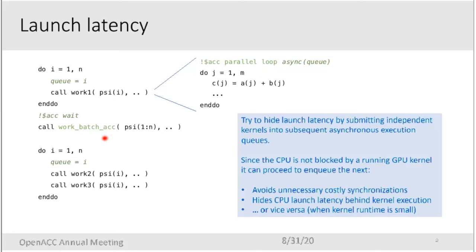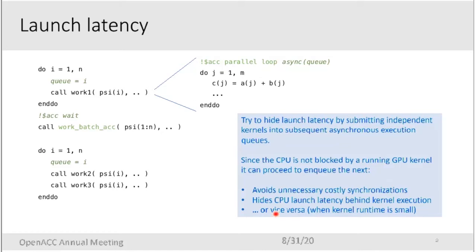And this way we try to hide the launch latency, because the CPU is then not blocked by a running GPU kernel, and it can proceed to enqueue the rest, and that avoids some synchronizations, and it hides the CPU launch latency behind kernel execution.